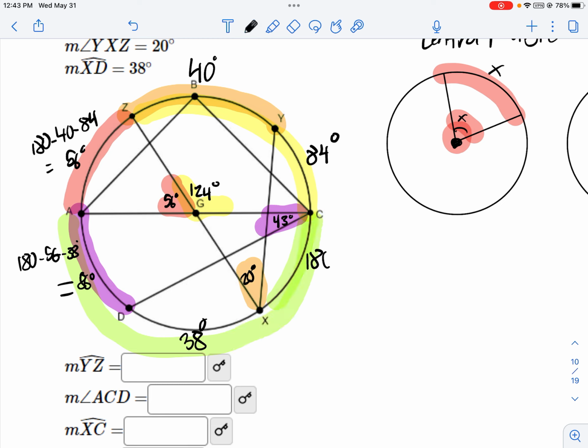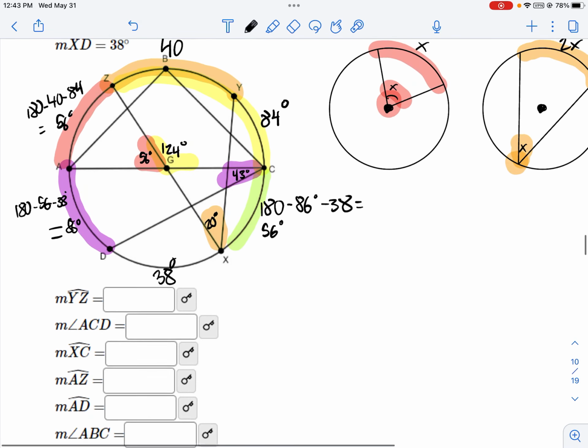Alright, so we know that's total is 180, but if we take out the other two arcs, the 86 and the 38, we should end up at our last value. So 180 minus 86 minus 38, and we get 56. Same as this little section right there. And we get 56 degrees as that last arc. Hooray! Alright, so there you have it.